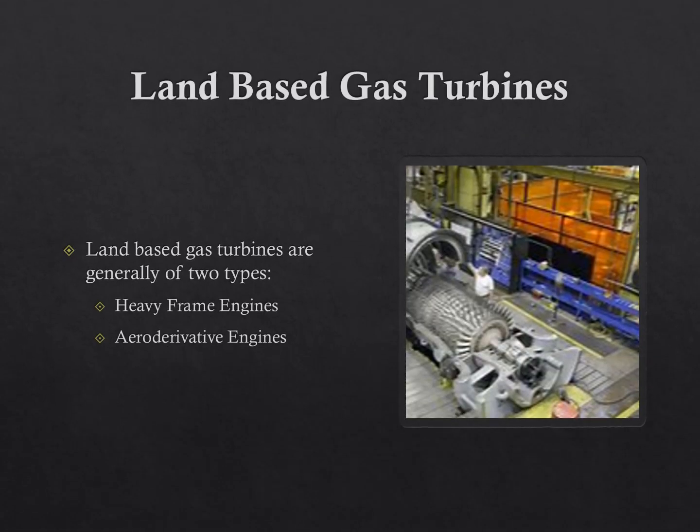We're going to briefly get into land-based gas turbines. Land-based meaning we're not using these turbines in a jet engine or somewhere else off land. So we have two: one is the very heavy frame engines, and the other is aeroderivative engines. Derivative is nothing but the design of these engines is based on your aero turbines, so we call it aeroderivative engines.